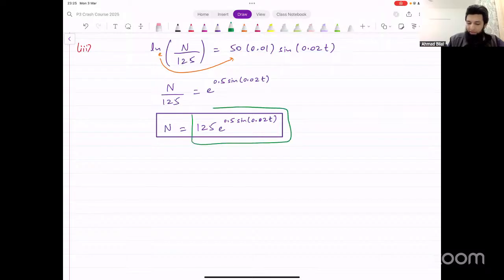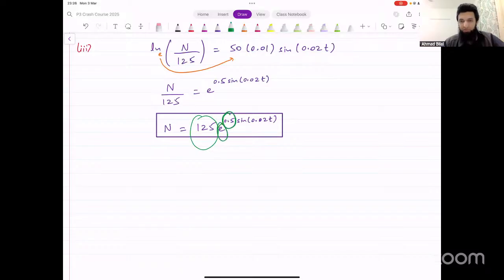Now look at the expression on the right side. What can change in this expression? What's the variable in this expression? 125 is a constant, that's not changing. E is a constant, that's not changing. 0.5 is a constant, that's not changing. The only unknown is t, right? That's the only variable that we have. Only t can change here.